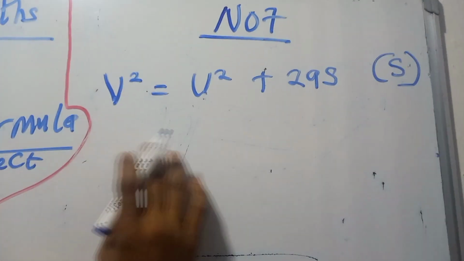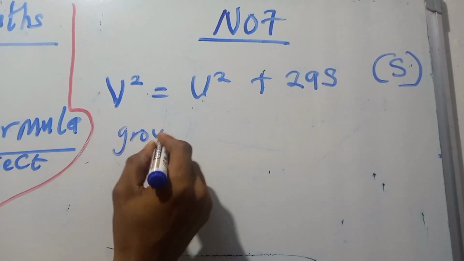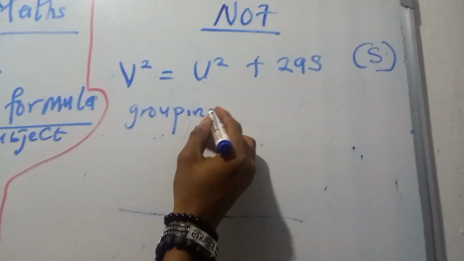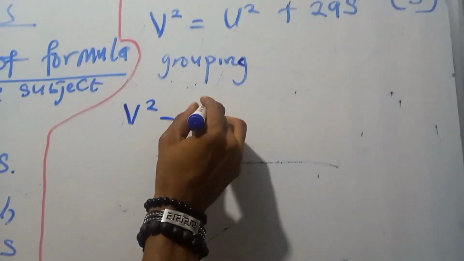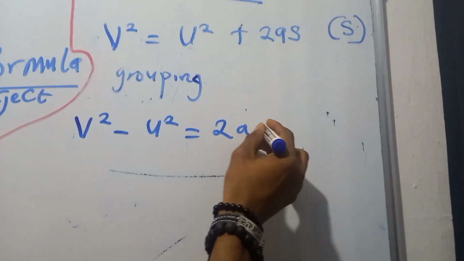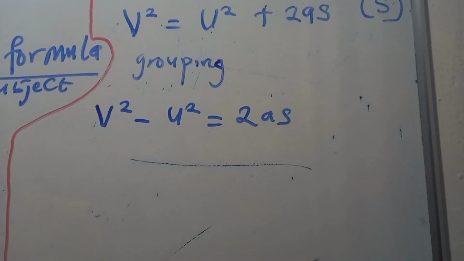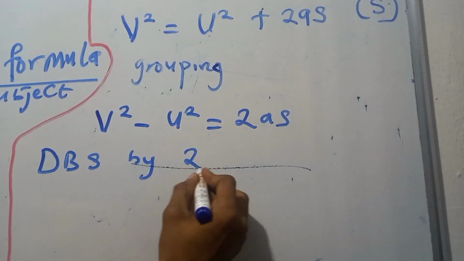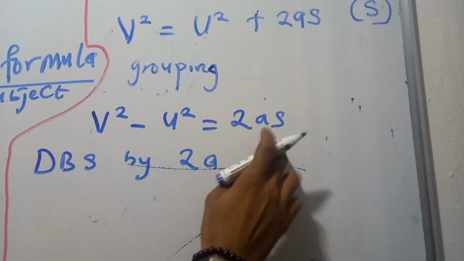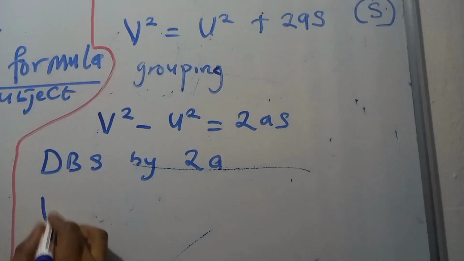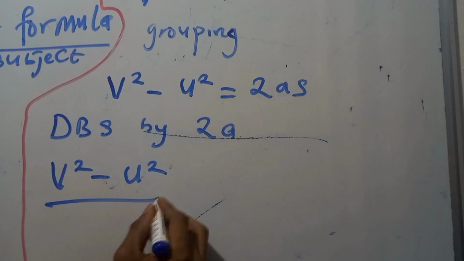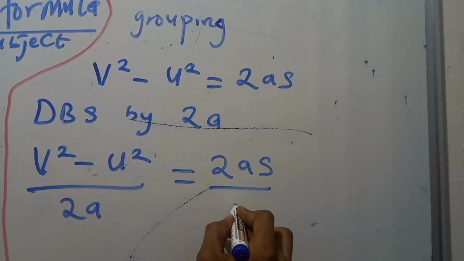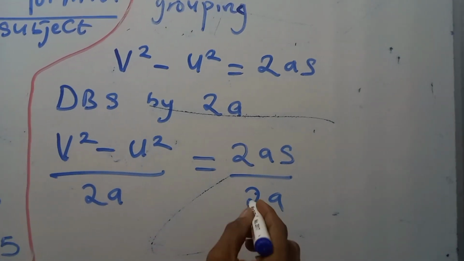Okay, what I do now, I group them. Grouping, leave 2aS to stay on its own because it's attached with S. So we have v square minus u square equals 2aS. What next? I'm going to divide both sides by 2a, because I want to make S stay on its own. So I'll eliminate 2a. So v square minus u square over 2a equals 2aS over 2a.